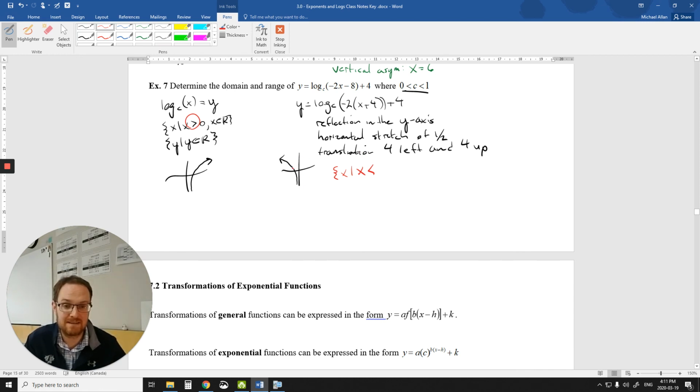Here it had to be x equal to 0, but this doesn't have to be. We don't know what that is yet. But it's translated, like we were talking about before. If my graph moves left or right, my vertical asymptote moves left or right. So I moved 4 units left, so that this point is actually -4. Okay. Moving up and down doesn't change that part.